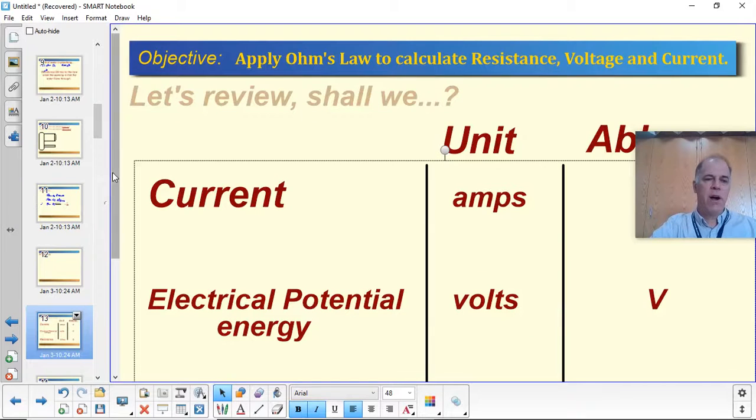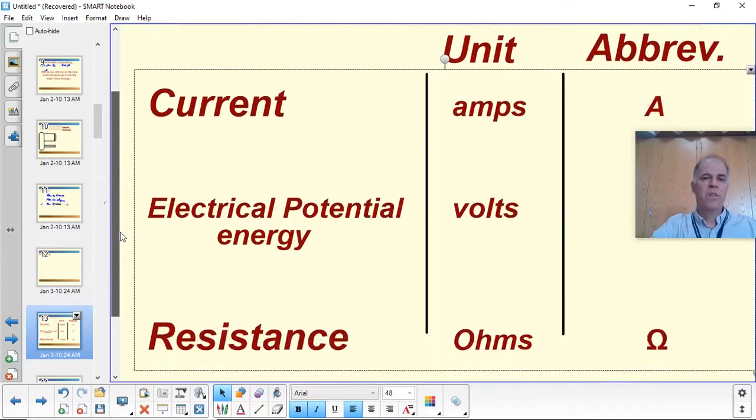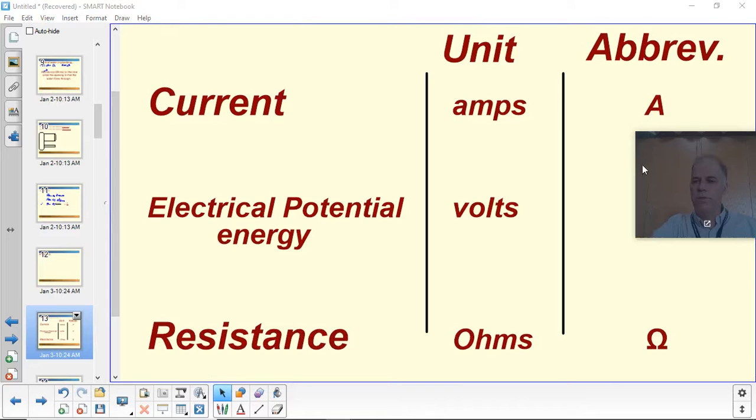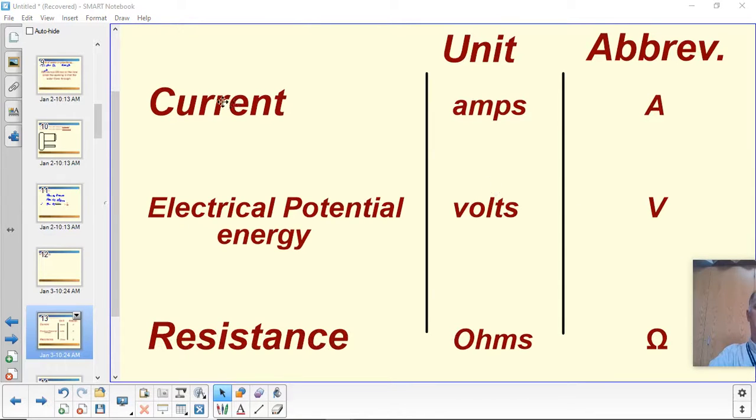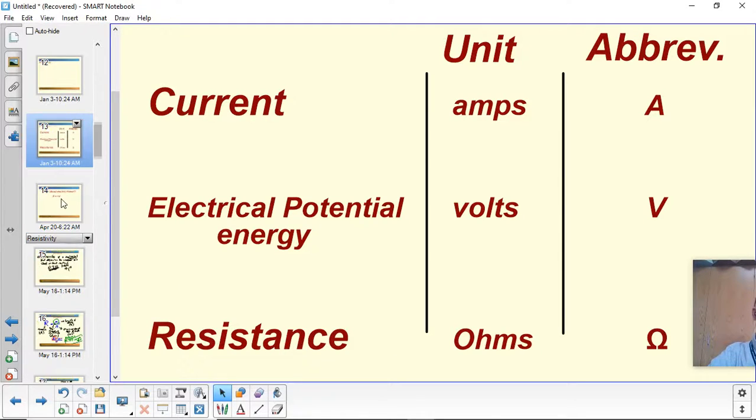Now we'll summarize here our units. Current is amps, and the symbol is A. Electric potential is volts, and that's V. Resistance is in ohms, and omega is the symbol. Now, the symbol for current is I. Voltage, again, is V. Resistance is capital R in Ohm's law.